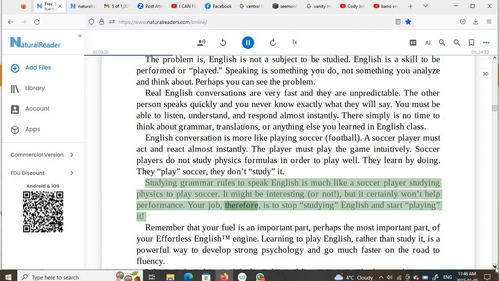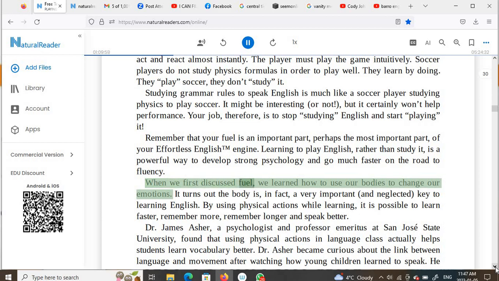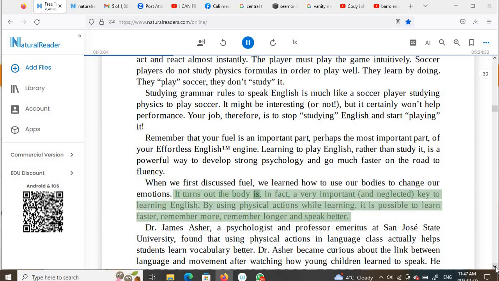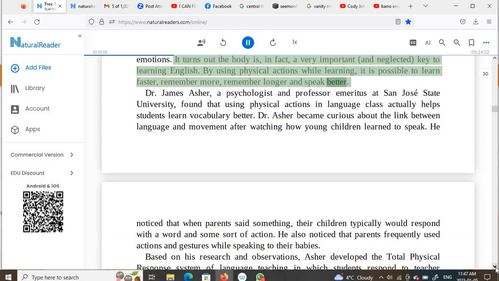Your job, therefore, is to stop studying English and start playing it. Remember that your fuel is an important part, perhaps the most important part, of your Effortless English engine. Learning to play English, rather than study it, is a powerful way to develop strong psychology and go much faster on the road to fluency. When we first discussed fuel, we learned how to use our bodies to change our emotions. It turns out the body is, in fact, a very important key to learning English. By using physical actions while learning, it is possible to learn faster, remember more, remember longer and speak better.